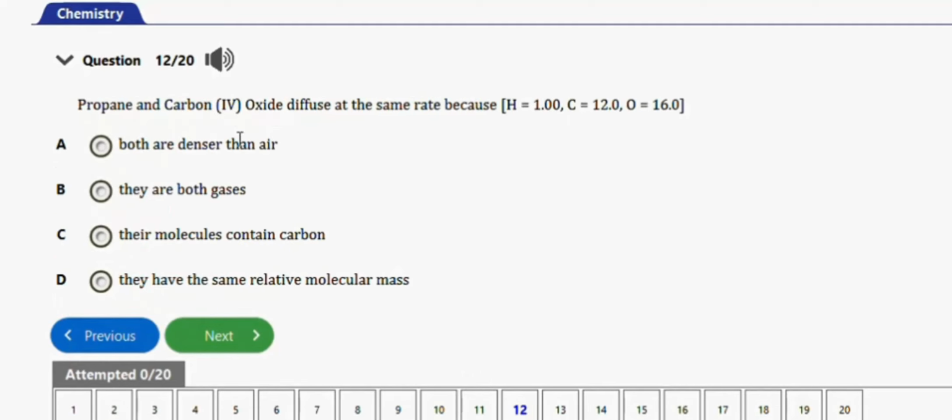It says, propane and carbon dioxide diffuse at the same rate because both are denser than air. They are both gases. Their molecules contain carbon. They have the same relative molecular mass. The right option is option D. They have the same relative molecular mass.